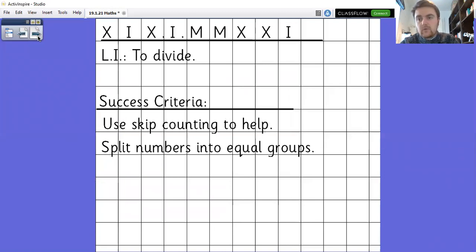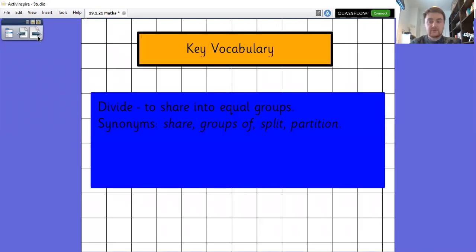Now, today we are looking at dividing a 3-digit number by a 1-digit number using both of those methods that we've been looking at. We are not looking at remainders today. So if any of your answers end up having remainders, it means that you need to have another look at them and double check because you may have gone wrong somewhere.